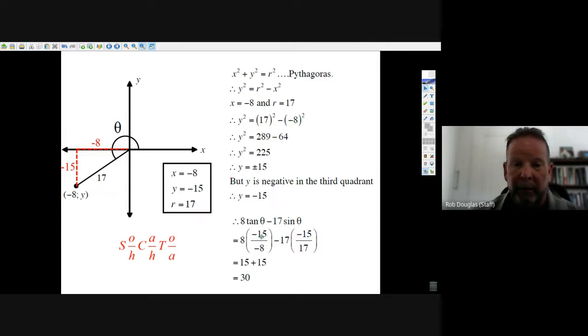All you do is just put those numbers in there. The 8s cancel, the 17s cancel. These both become positive. So that's 15 plus 15. That equals 30. So that's the other typical type of Pythagorean question you're going to face.